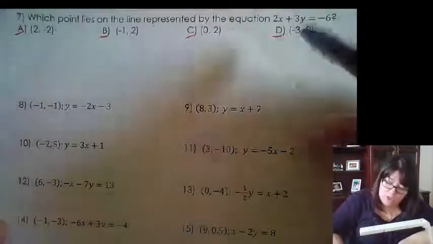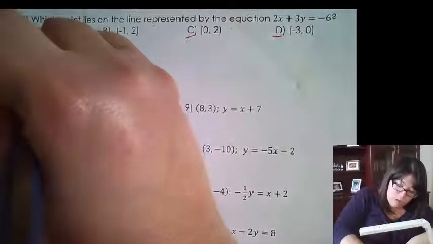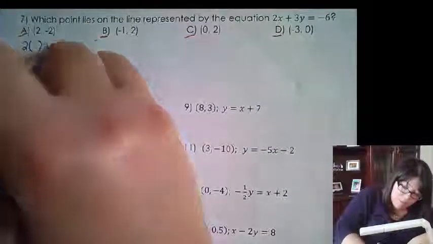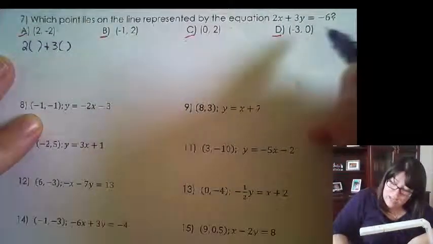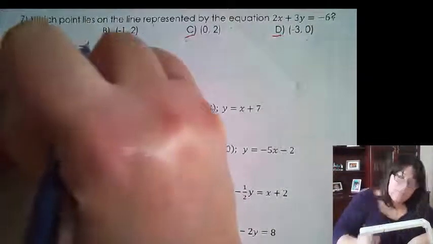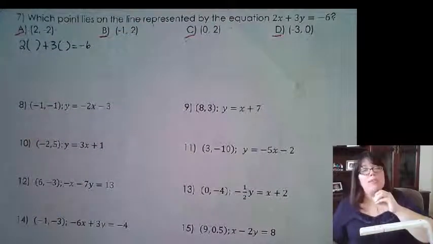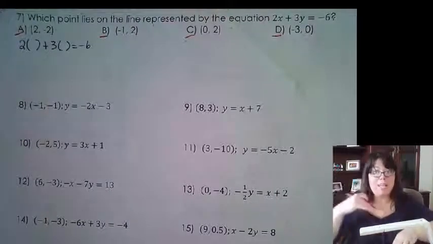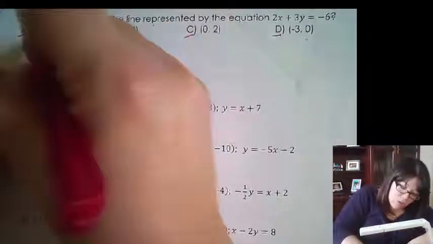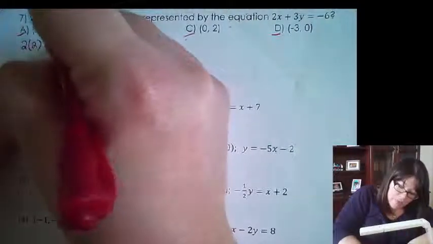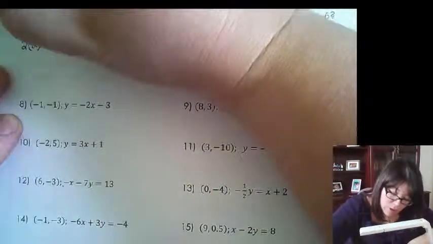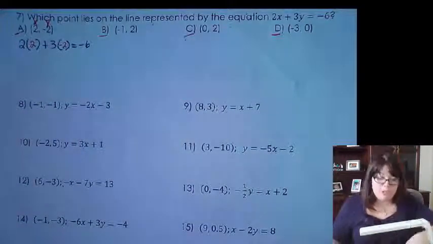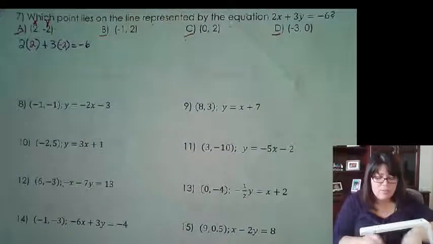Starting out with our equation, we have 2 times x, so 2 times something, and I'm going to leave a blank, plus 3 times y, plus 3y, equals negative 6. Notice I wrote out my whole equation, but I left spaces for my x and y value. That's because I'm going to plug in. So plug in 2 for x and negative 2 for y, because remember in an ordered pair, the first value is x, the second value is y. So we're going to plug those into our equation, and now we're just going to solve it, or simplify.